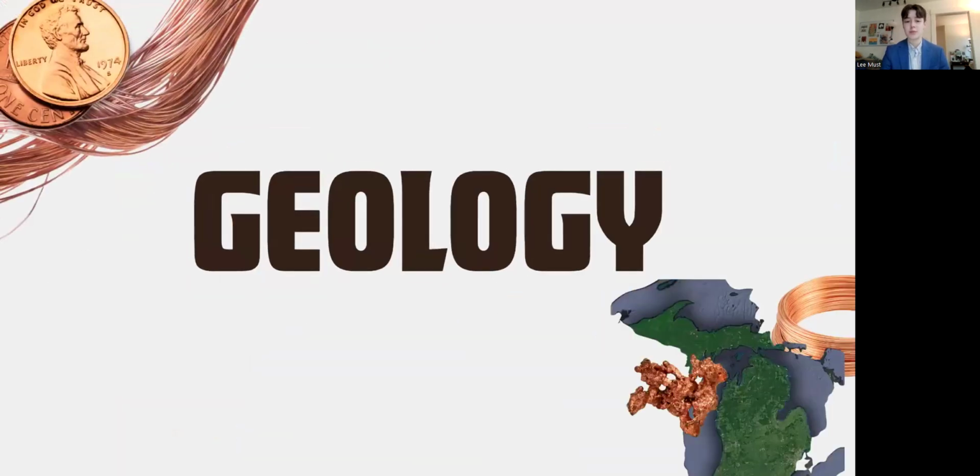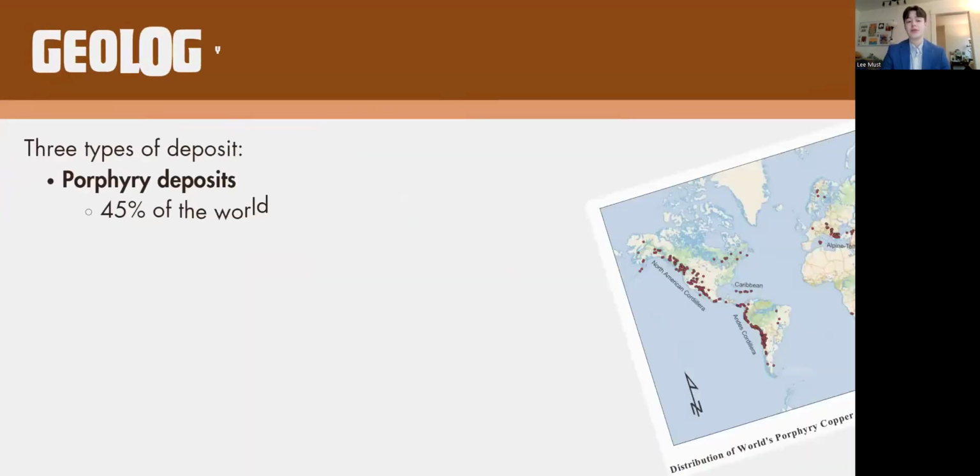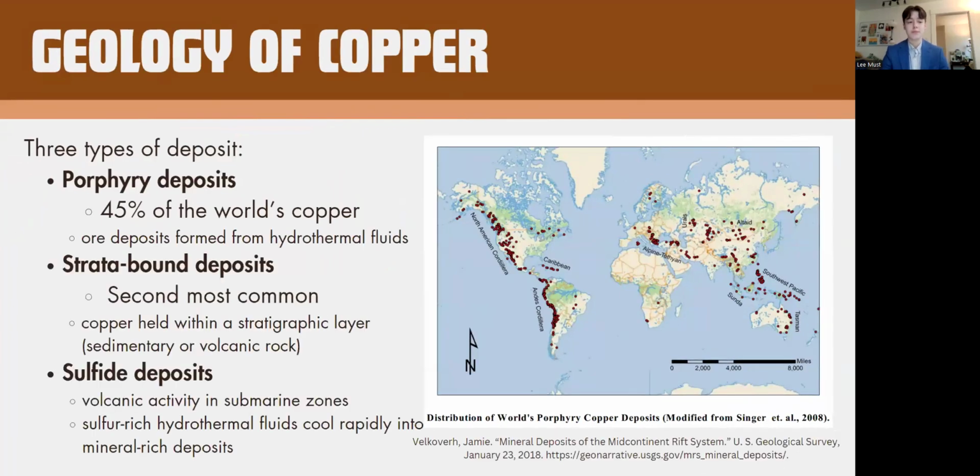First, the geology of copper. It's obviously important to understand where copper comes from before we delve into anything else. So let's talk about the three types of copper deposit that exist.